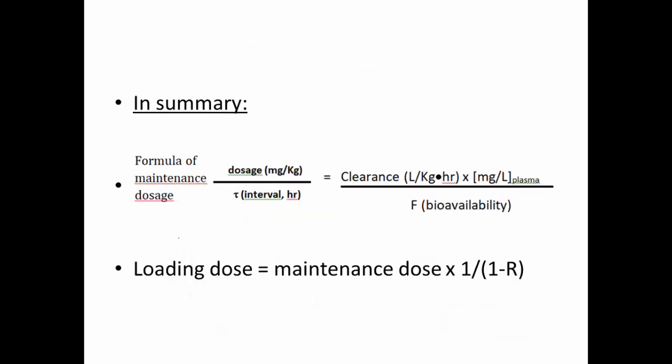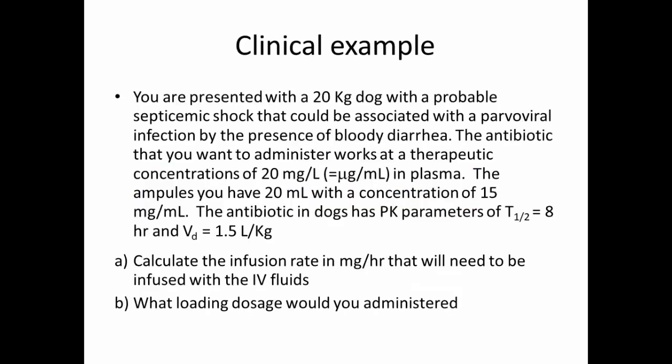So in summary, the formulas that we can use to calculate the maintenance dose and the loading dose are shown here. Clearance multiplied by the concentration in plasma at steady state will give us the maintenance dose in milligrams per kilogram per hour. And the loading dose can be calculated by dividing that maintenance dose by 1 minus R. As I mentioned earlier, R is the fraction of the concentration that will be left after the time interval has elapsed. So now let's put this into practice with an example.